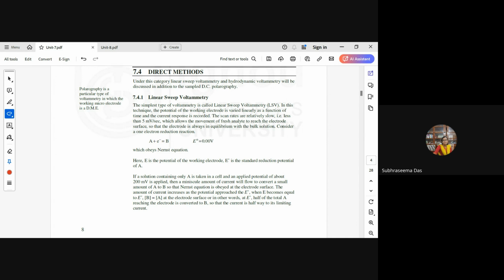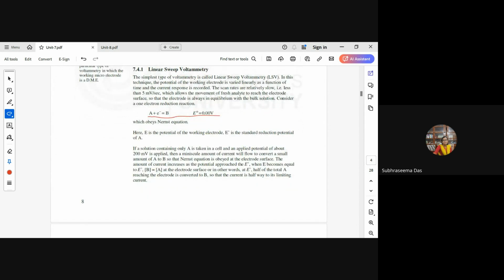So if we consider the equation, that is the one electron reduction equation that is given here and that obeys the Nernst equation, here E represents the potential of the working electrode and E0 is the standard reduction potential. Now if a solution containing only A is taken and a potential of, let us say, 200 mV is applied, then a very minute amount of current will flow to convert A to B. So the Nernst equation is obeyed at the surface.